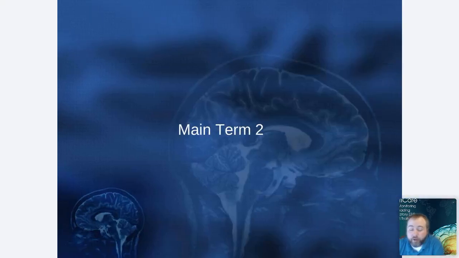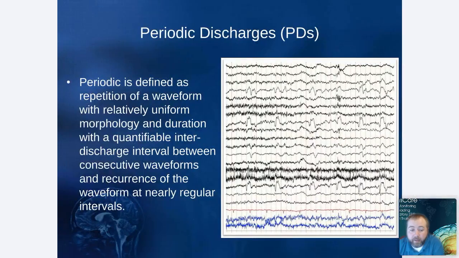Next, we have main term 2, and this is going to be the type of pattern that you're seeing. So we have periodic discharges. Periodic is defined as a repetition of a waveform with relatively uniform morphology and duration, with a quantifiable interdischarge interval between consecutive waveforms and the recurrence of the waveform at nearly regular intervals.